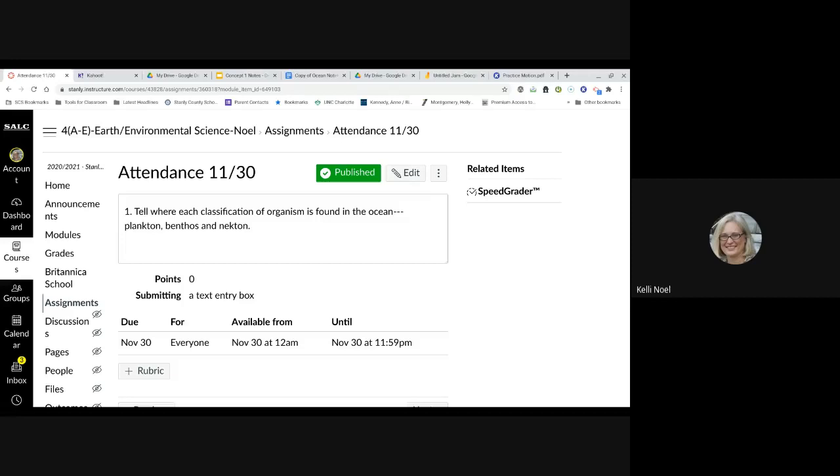All right, so plankton, that's the first one. So your text box, if you haven't already typed it, type plankton. And floating. And if you're floating, you need to be mostly near the surface, because most of them photosynthesize. That's plankton.